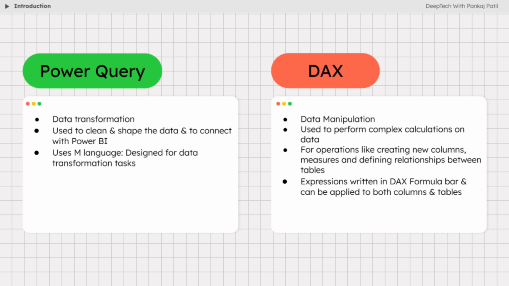Basically, Power Query is used for data transformation and mostly to clean the data and shape the data and to connect it with Power BI. It also has the M language which is particularly designed for data transformation tasks. And talking about DAX, it is mostly used for data manipulation tasks like performing complex calculations on the data. For example, operations like creating new columns, measures, and defining the relationship between tables. Expressions are written in the DAX formula bar and can be applied to both columns and tables.